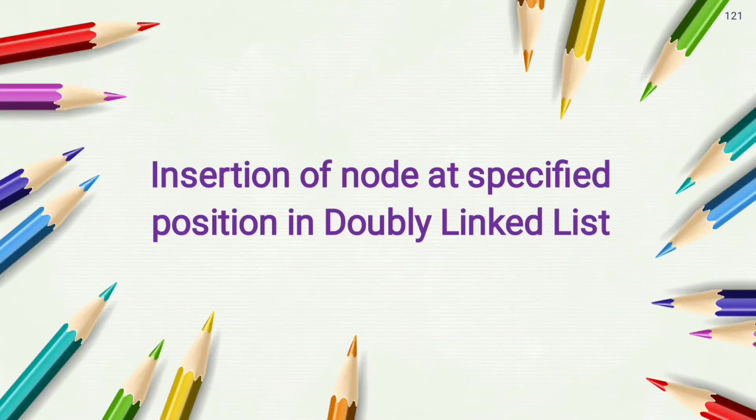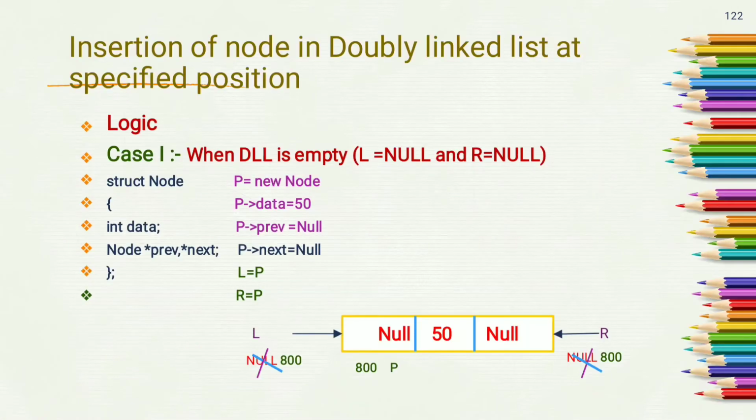Hello students, in this video we will learn how to insert a node at a specified position in a doubly linked list. Case 1 is when the doubly linked list is empty, that means the value of L and R equals null.